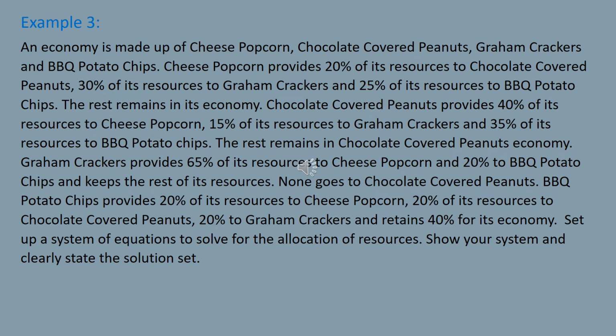Your book has examples with transportation and utilities and raw materials. You can look at those examples as you're practicing. Here we have a made-up economy of a company that makes different snacks.